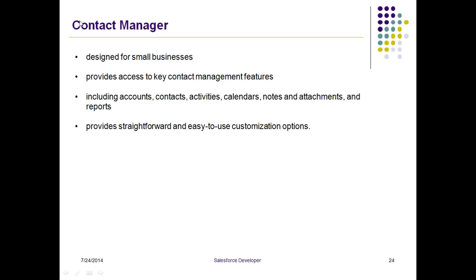The second one is contact manager edition. Contact manager edition is designed for small businesses. It provides access to key contact management features, and it also includes things like activities, calendars, notes and attachments, and reports. Simple reporting can also be done on this edition. In contact manager edition you can have a maximum of 5 users, so you cannot have more than 5 licenses on a contact manager either.